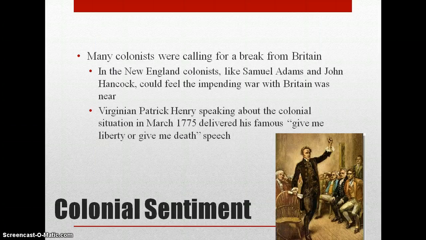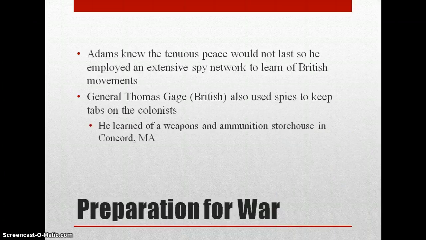All right, your colonial sentiment. Many of your colonists are calling for a break from Britain. In the New England colonies, Samuel Adams and John Hancock could feel an impending war on Britain is near. Virginian Patrick Henry is going to speak to the colonial situation in March of 1775, and in that moment he gives his famous "Give me liberty or give me death" speech.